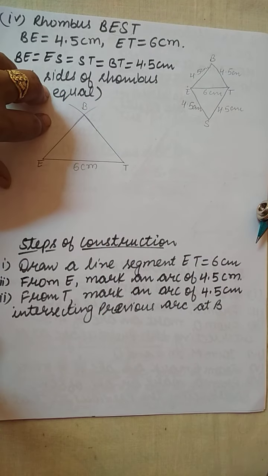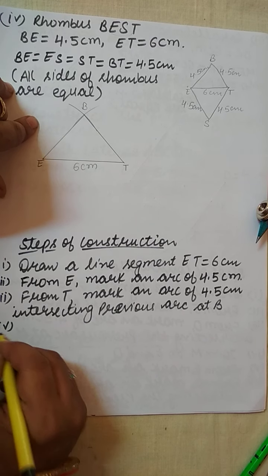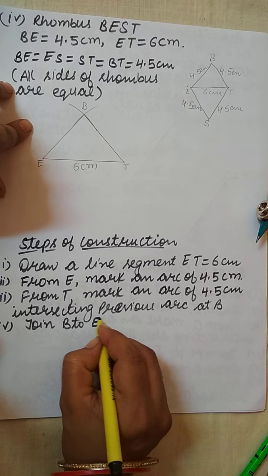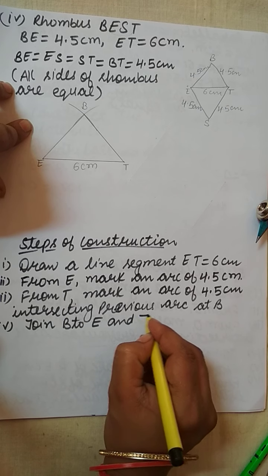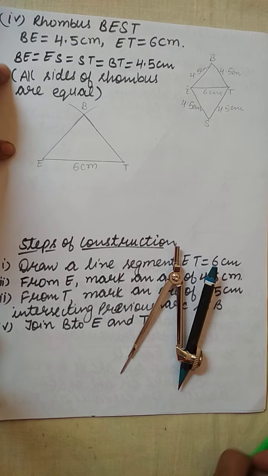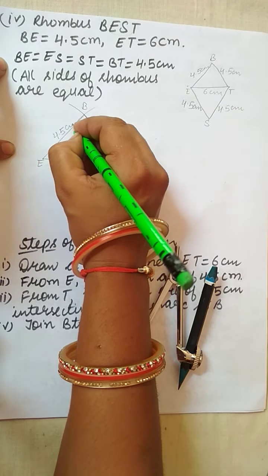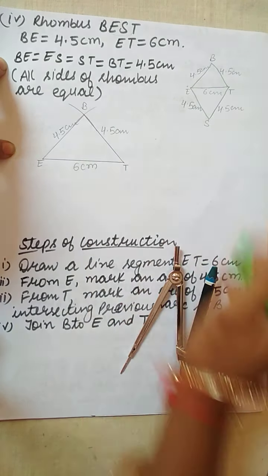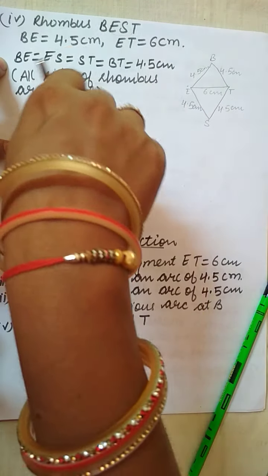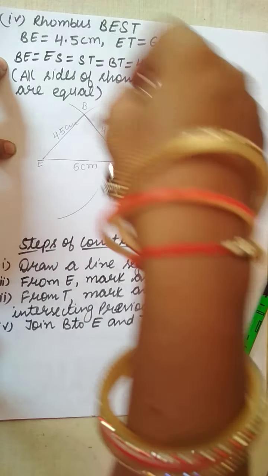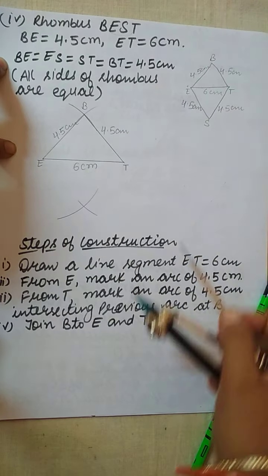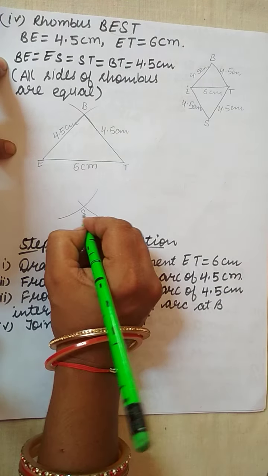So here write down the step of construction as well. Fourth step is join B to E and T. Now next step is to again mark the arcs of 4.5 centimeter for the lower triangle. So as already we have opened our compass equal to 4.5 centimeter, here I will mark the arcs from both the vertices, that is E and T. They are intersecting at S.